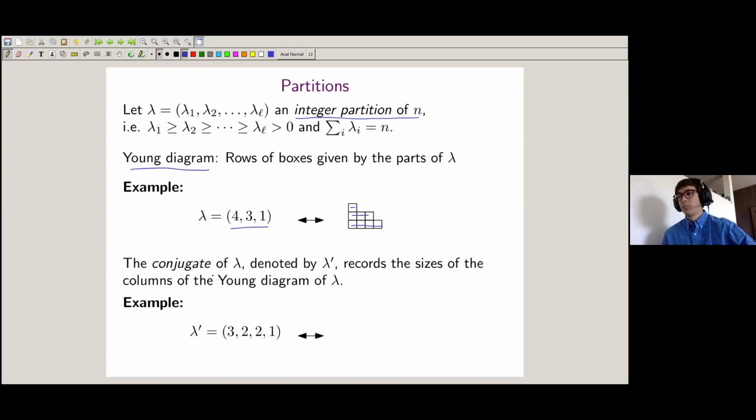The conjugate partition, which I'll denote by lambda prime, in terms of the Young diagram, you take this Young diagram and you reflect it across the diagonal. Another way to say it is that it's the partition that records the sizes of the columns. So in this case, the conjugate partition is 3, 2, 2, 1, because the columns are sizes 3, 2, 2, and 1. And we'll visualize this as the Young diagram 3, 2, 2, 1.